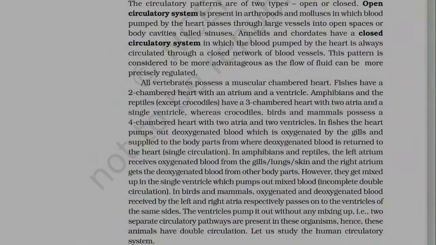In birds and mammals, oxygenated and deoxygenated blood received by the left and right atria respectively passes on to the ventricles of the same sides. The ventricles pump it out without any mixing up, that is, two separate circulatory pathways are present in these organisms. Hence, these animals have double circulation. Let us study the human circulatory system.